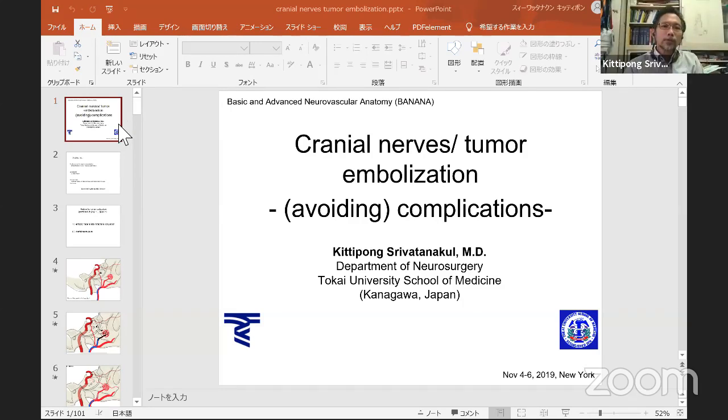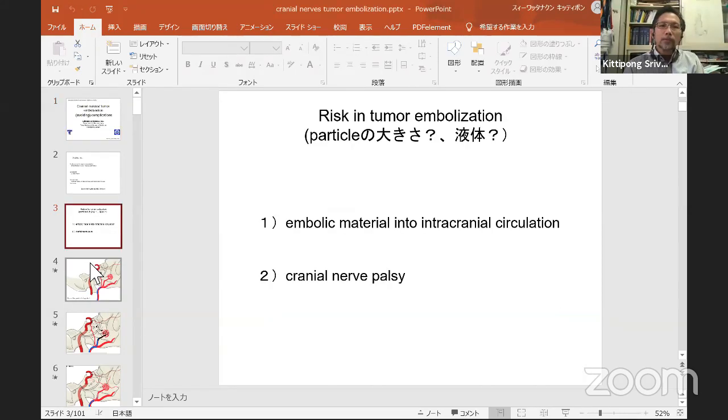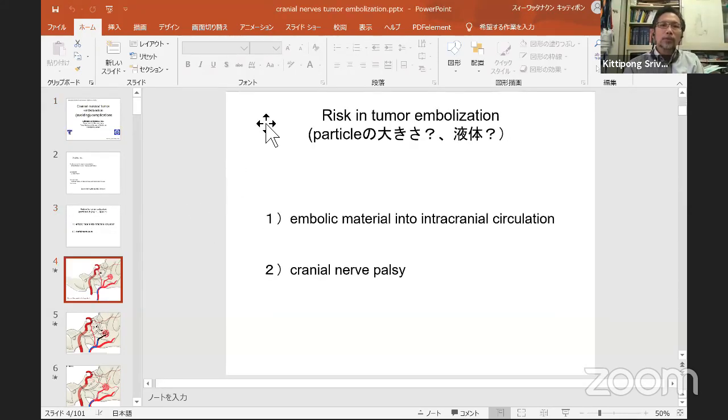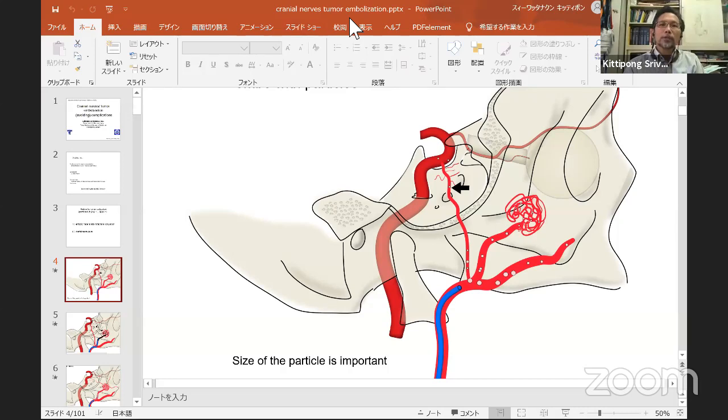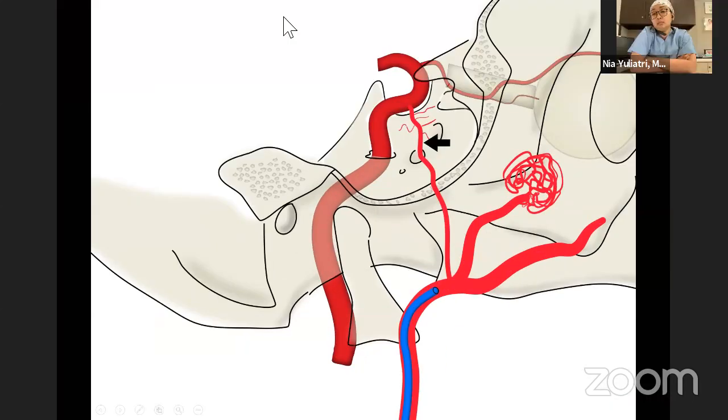To add to Dr. Azmi's comment, the particles or other material, larger particles, smaller particles, is probably not only that, it's also the technique and where the catheter is. But in general, I think you can see my screen now.